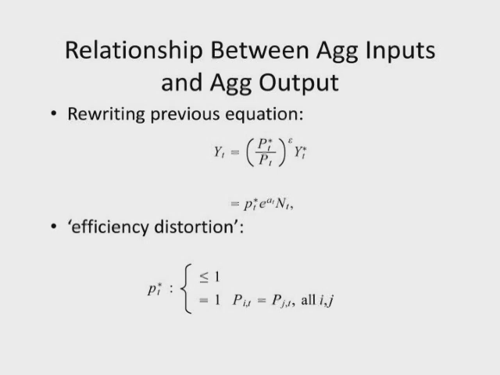P star over P is a function. This little P star guy is a function of the distortions among prices, and it has this feature here that it's always less than or equal to 1.